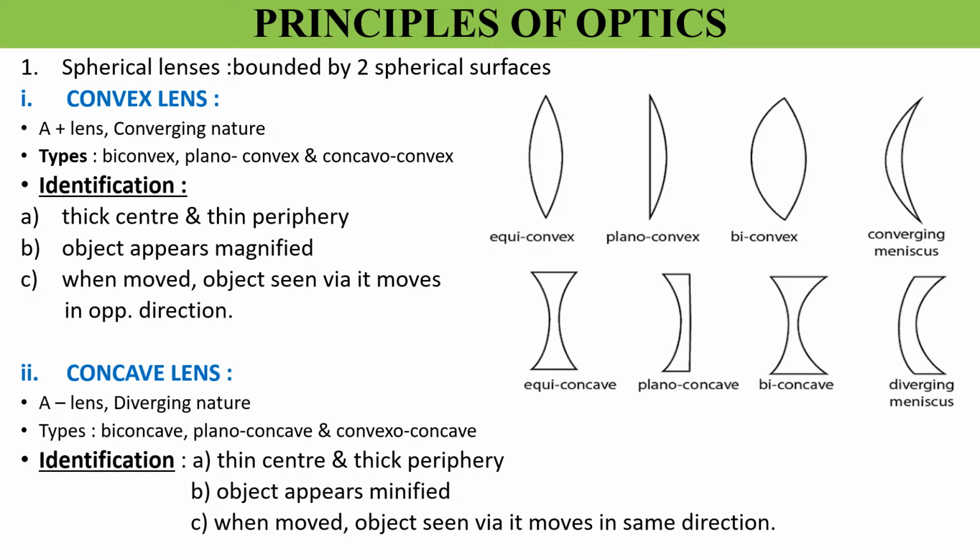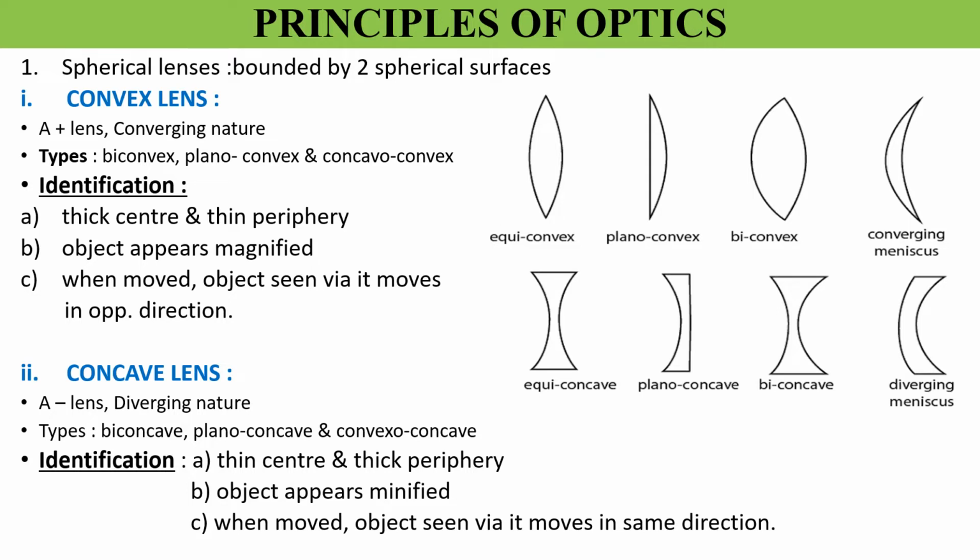The convex lenses are converging lenses, that is, when light rays pass through convex lens, they refract and move towards each other. Convex lens have positive power. They can be biconvex, plano-convex, or concavo-convex type. How to identify a convex lens? When you hold a convex lens in your hand and observe it, you will see that the center of the lens is thick when compared to the periphery. Also, the object seen through it will appear larger than the object's original size. And when you move the lens, the object seen through the lens will move in the opposite direction.